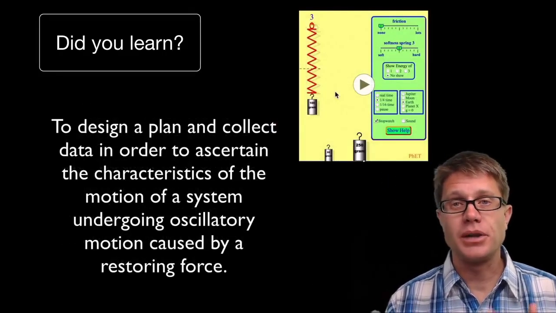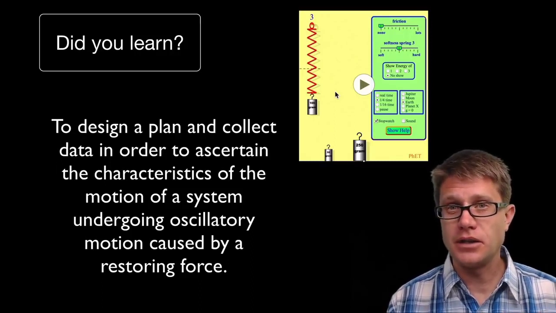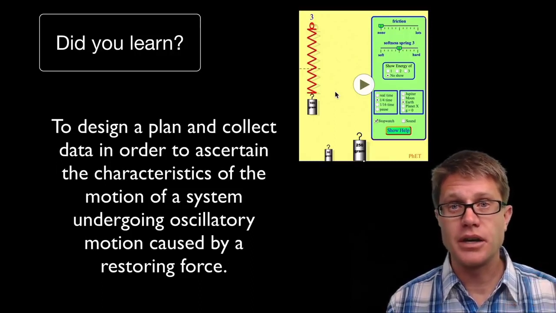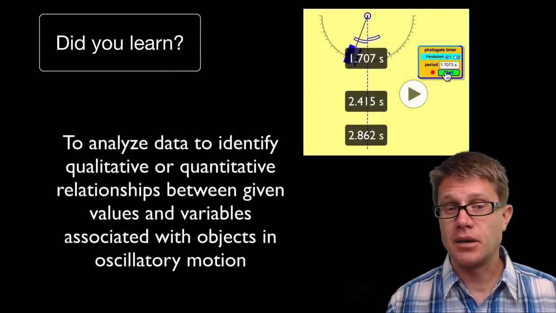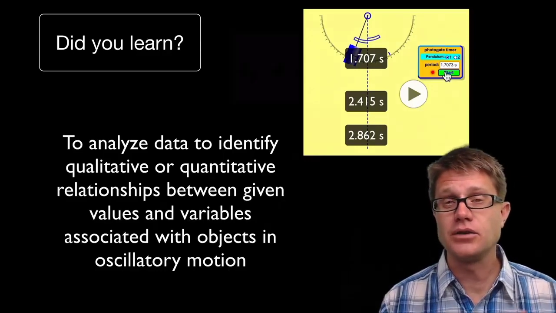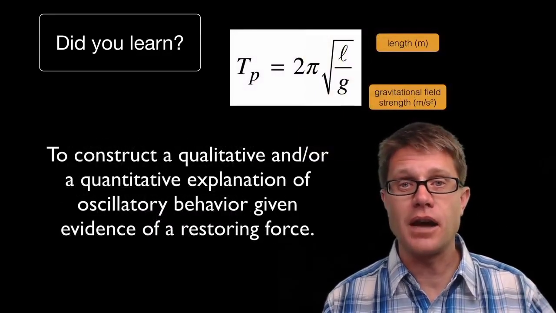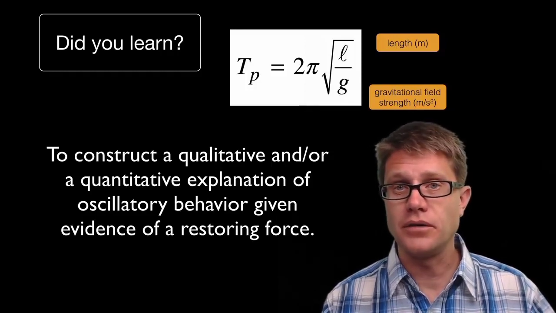Could you design and plan and collect data to ascertain what characteristics are affecting the period? Again, in a spring, it's going to be the mass and the stiffness of the spring. If we're looking at a pendulum, it's going to be the length and the gravitational field strength. And finally, could you figure that out quantitatively? What happens as we increase length, for example, to our period, or gravitational field strength?